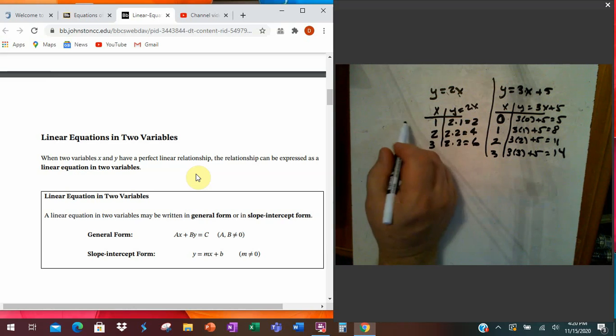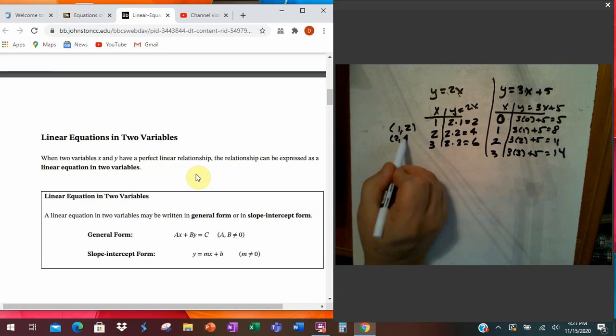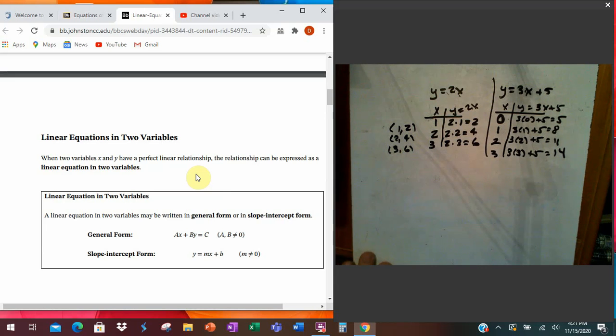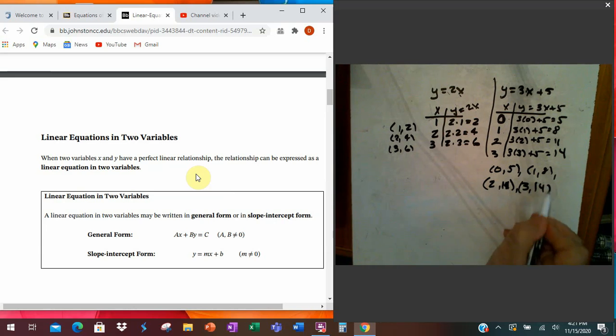And then I would plot the points out here. I would go 1, 2 for this one, 2, 4 for this, 3, 6 for that one, just like we did. So we would plot it just like we were doing in the last lesson. 0, 5; 1, 8; 2, 11; and then 3, 14.